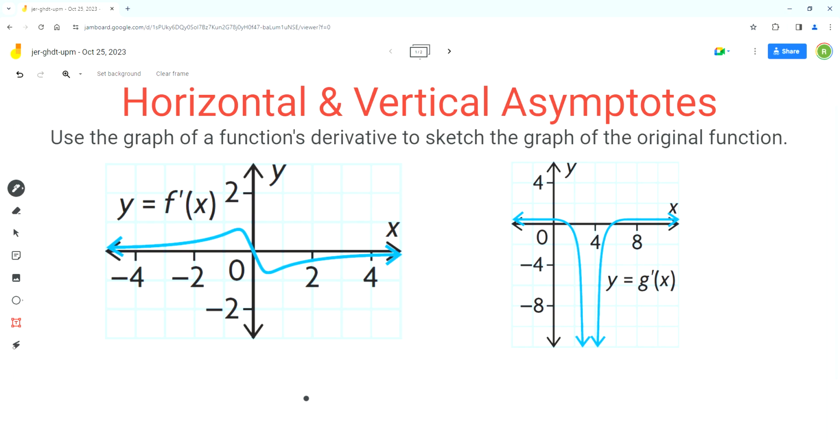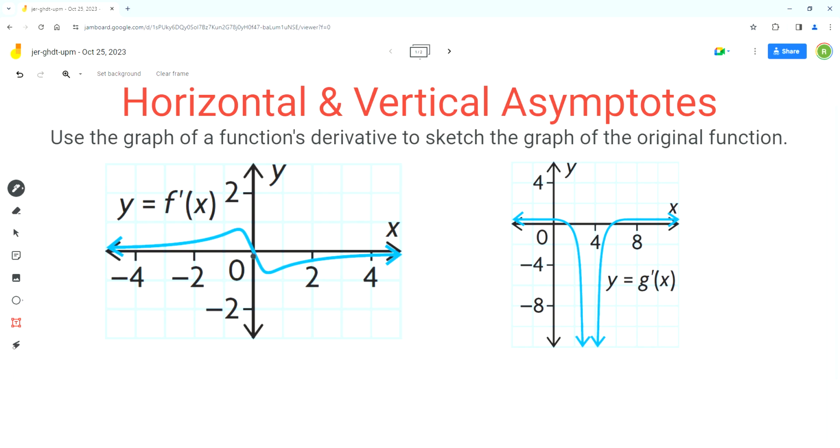So in this video, we'll solve this problem using the concepts of derivatives. As per the problem, use the graph of a function's derivative to sketch the graph of the original function. We are given these two graphs that represent the derivatives of the functions, and we have to use them to graph the original function. So let's start with the left one, f prime of x. Let's analyze this given graph.